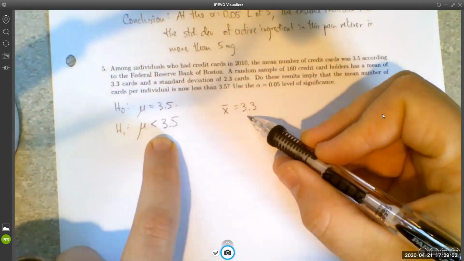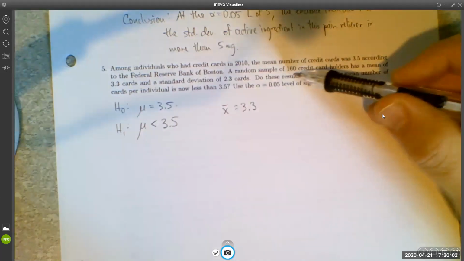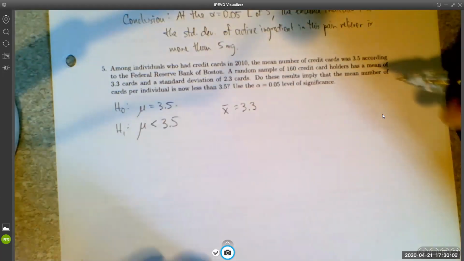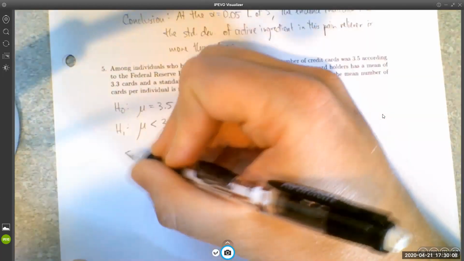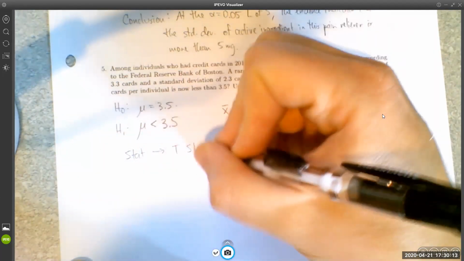This is kind of a close call. Here, I would be surprised if we reject the null hypothesis. I think probably we're not going to reject the null hypothesis. But we'll see. I mean, we have a pretty solid sample size, 160. So maybe we will reject the null. Let's see. We go to Stat. If you're testing the mean, you go to T Stats.